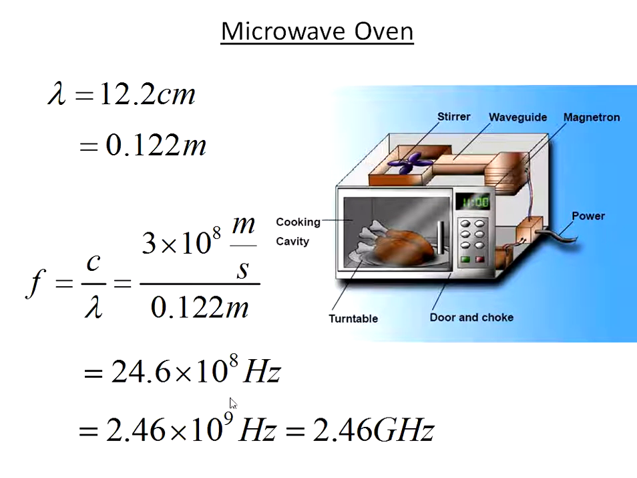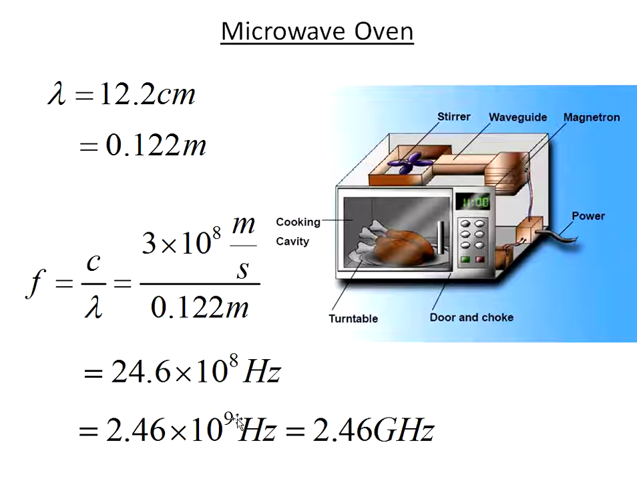So look at this step. I changed the 8 to a 9, but I want this number to still represent the same quantity as this number. Since I increased this side of the number by a factor of 10, going from 8 to 9, I need to decrease this side of the number by a power of 10. So this goes up from 10 to the 8th to 10 to the 9th, and this goes down from 24.6 to 2.46.